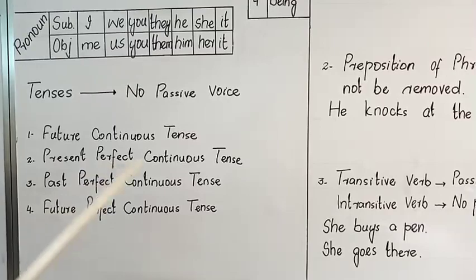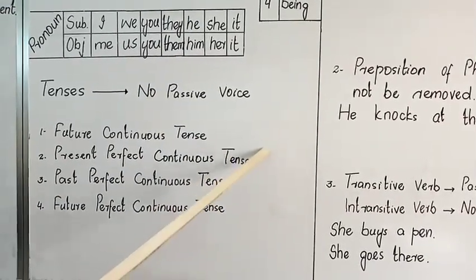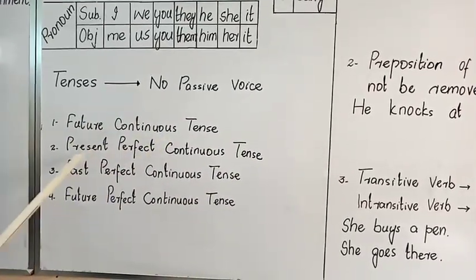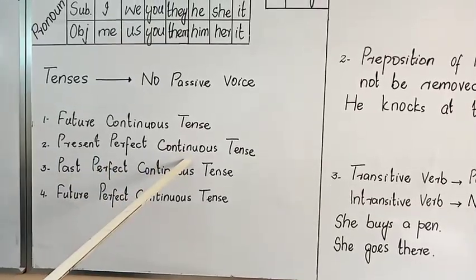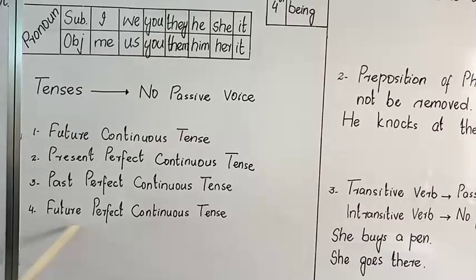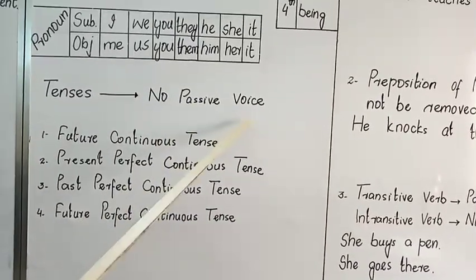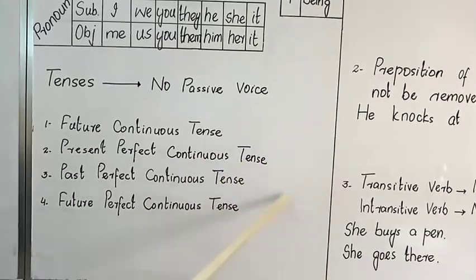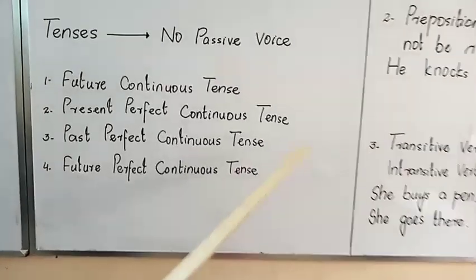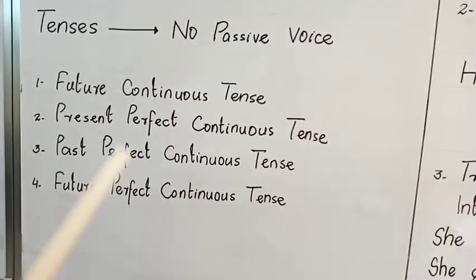But there are these 4 tenses whose passive voice is not possible. So, future continuous tense, present perfect continuous tense, past perfect continuous tense, and future perfect continuous tense cannot be changed into passive voice. So remember this, that these 4 tenses cannot be converted into passive voice. Alright?